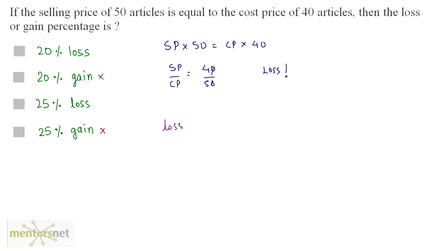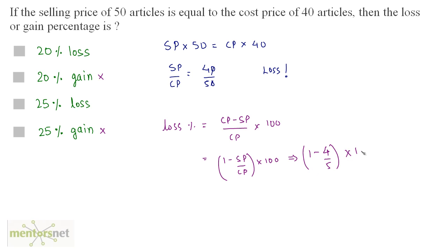So loss percentage is equal to the loss, which is cost price minus selling price, divided by the cost price times 100. This is the formula, and that is equal to 1 minus SP by CP times 100, and that gives us 1 minus 4 by 5 times 100, which is equal to 5 minus 4 is 1 by 5 times 100, and that is 20%. So option A is the right answer.